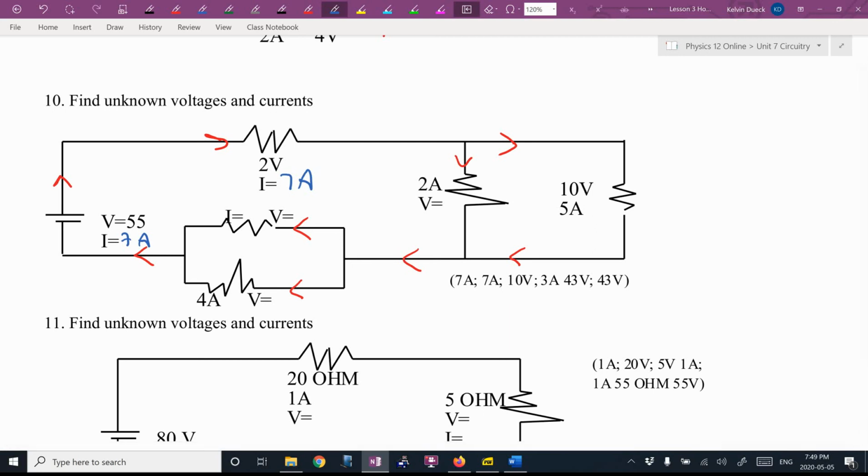Oh, and since we have 4 amps going through the bottom resistor, that must mean 3 amps are going through the top resistor for still a total of 7 amps. Alrighty, let's try doing... Oh, you know what? Since I split up and met up, and I lost 10 volts going down that particular path, I must lose 10 volts going through this particular path. So this has to be 10 volts.